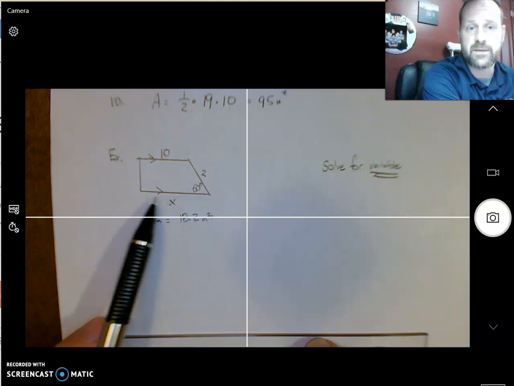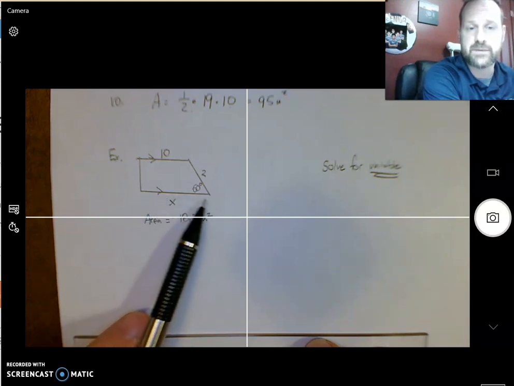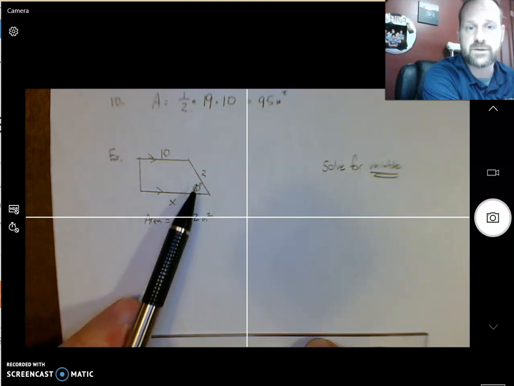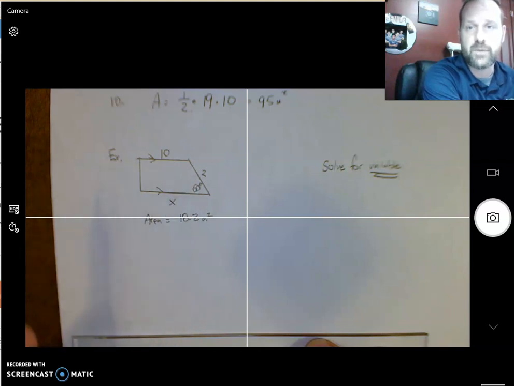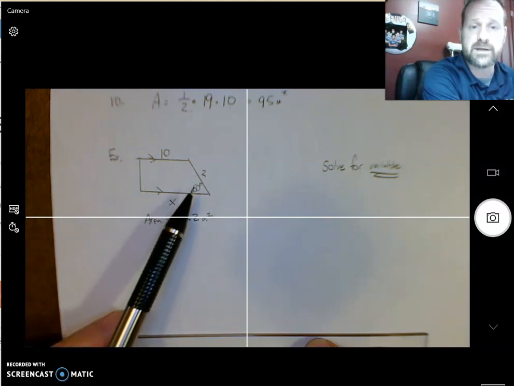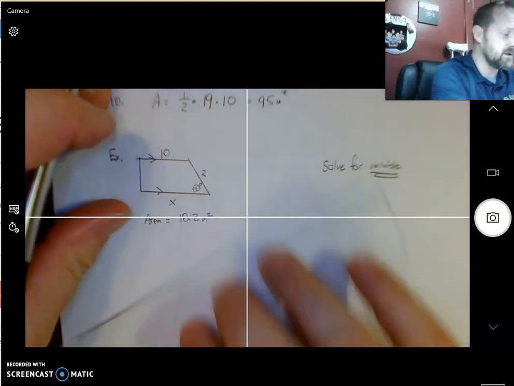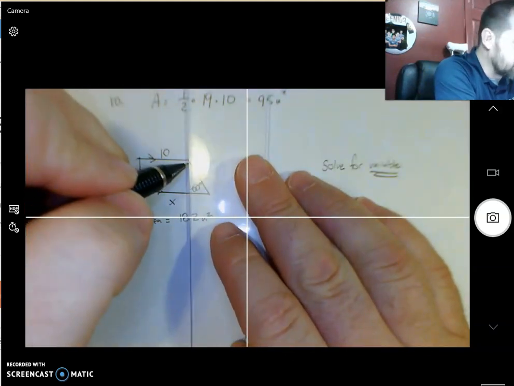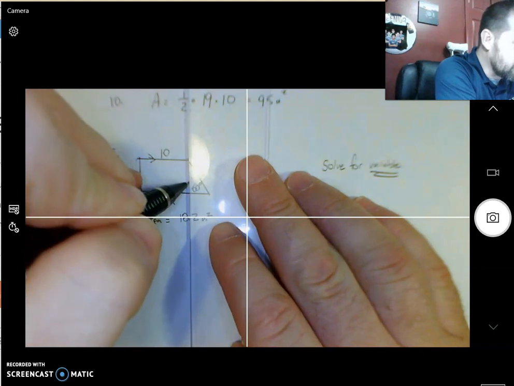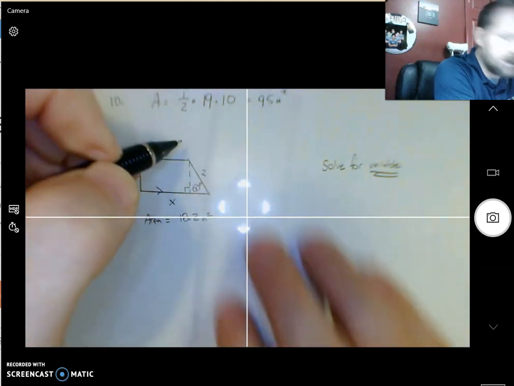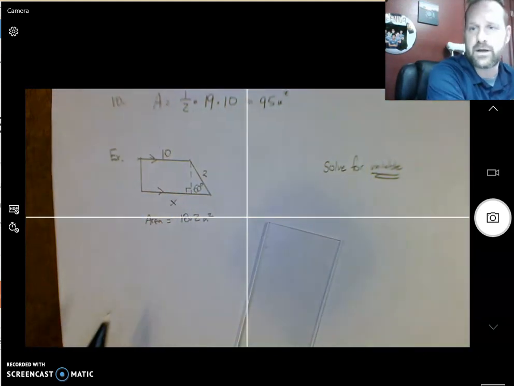x is going to be, I'm going to call it base 2. That's base 1, base 2, and I don't have the height. No problem. I can find the height because they gave me this. So I can draw an auxiliary line here, and I'm going to go ahead and do that. So I can draw lines in.